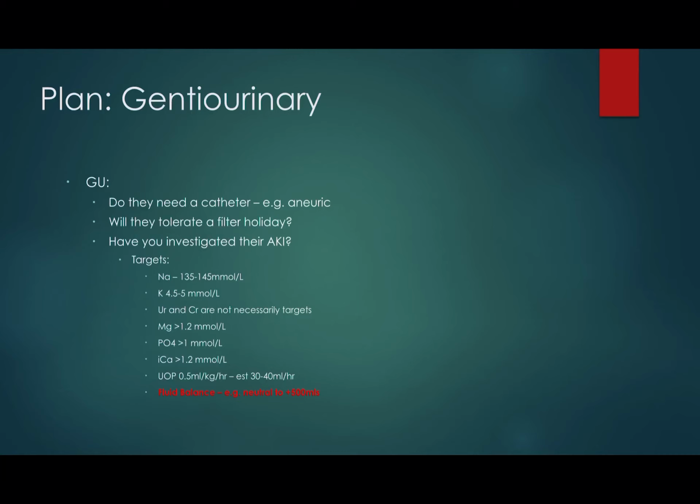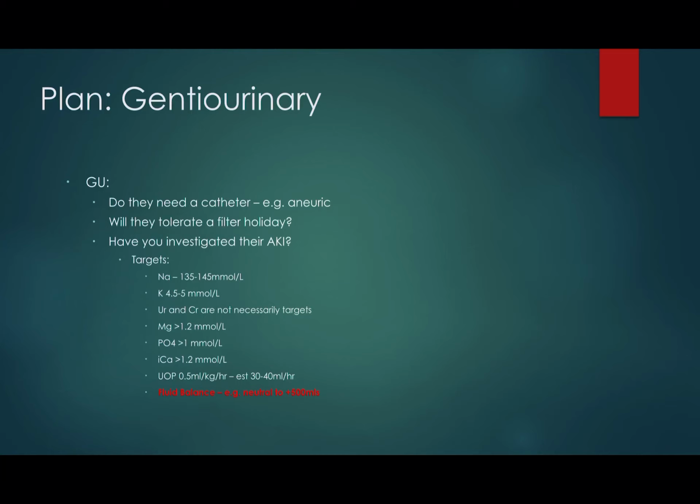In terms of the targets, a sodium in the normal range is fine. The potassium between 4.5 and 5 is ideal to try and prevent arrhythmias, and often you find that below 4.5 patients can have an increased propensity to developing atrial fibrillation. Magnesium above 1.2 is useful again to prevent arrhythmias, and a phosphate above 1 is vital to try and maintain respiratory ventilatory muscle strength. And so if you're trying to wean someone off a ventilator and they're spontaneously breathing, hypophosphatemia definitely can cause muscle weakness and therefore make it harder to wean the patient off.